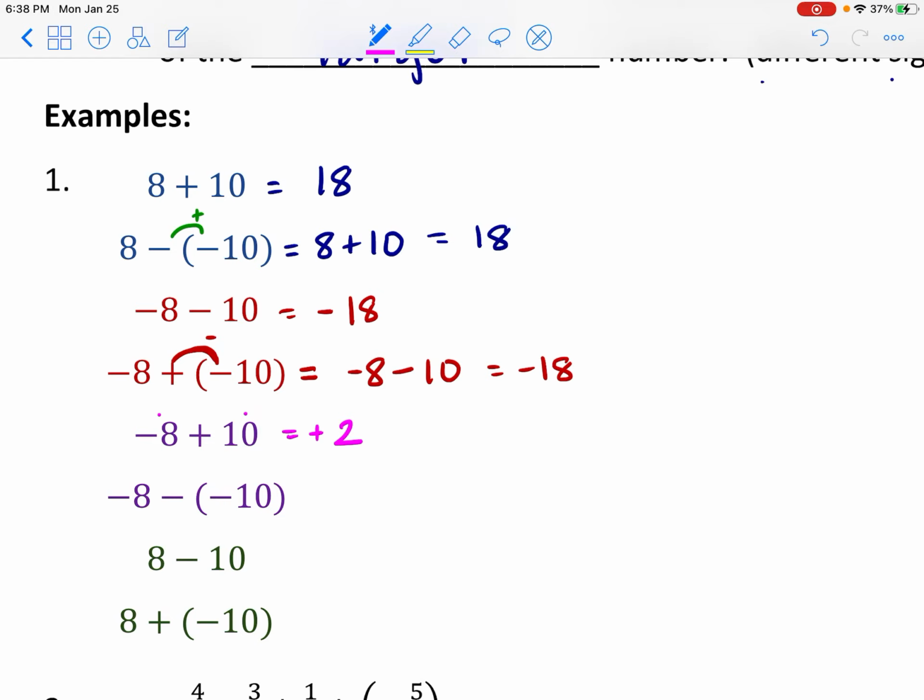Okay? And here again we see a double negative. Double negative is a positive. So this is the same thing we just looked at. This is a negative 8 and a positive 10. If we subtracted 8 and 10, we'd have a difference of 2. Bigger number still 10, so this answer is still positive.